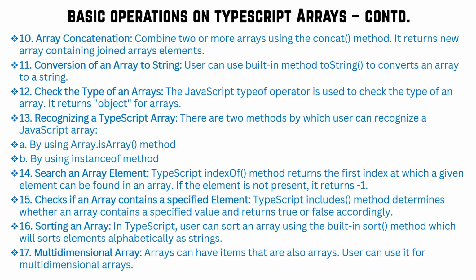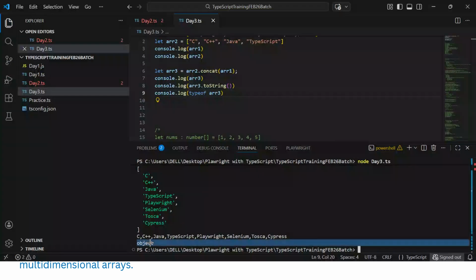Now you can try to recognize a TypeScript array. How can you recognize it? There are two important methods by which a user can recognize a JavaScript or TypeScript array. One is by using the Array.isArray method; in case it's an array, it will give you true. The other is by using the instanceof method. You already used typeof. Now you will see how we'll use those two.